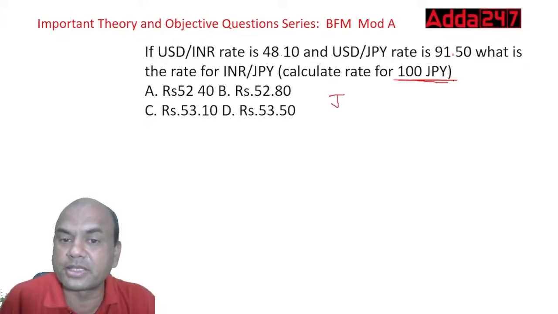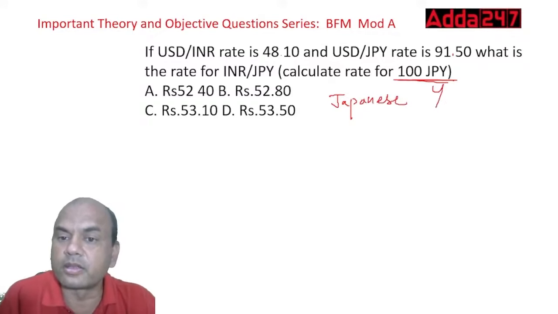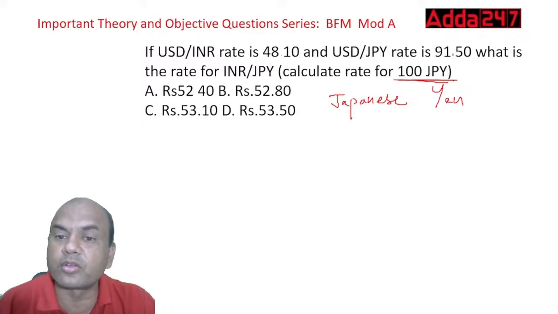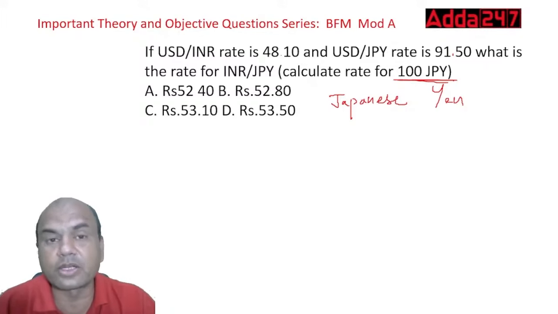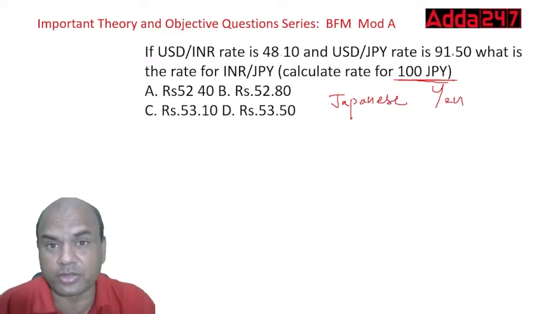JPY means Japanese yen. Again, it is their currency. So Japanese yen is always calculated in terms of hundreds. We always calculate it as 100 JPY, 200 JPY, 300 JPY. Rates are quoted in that way. Why? Because the currency unit is very small.